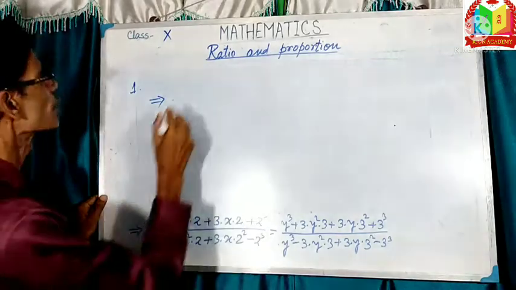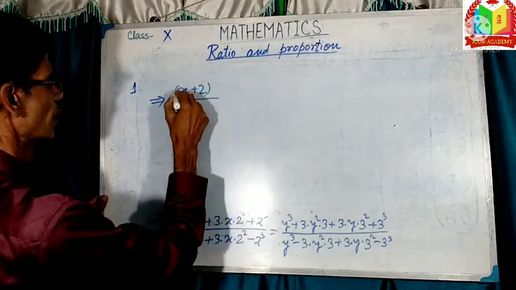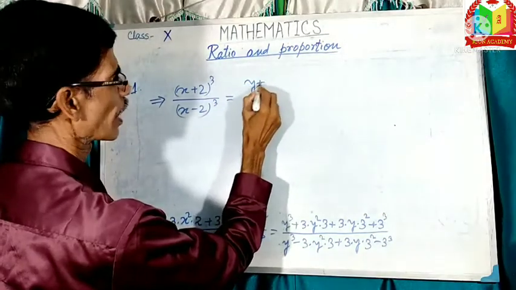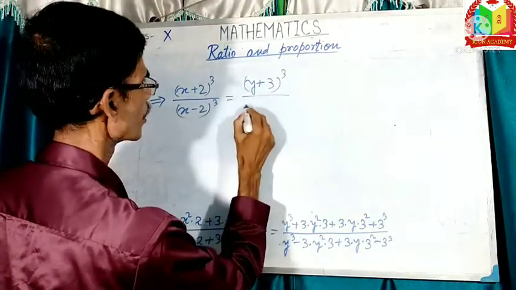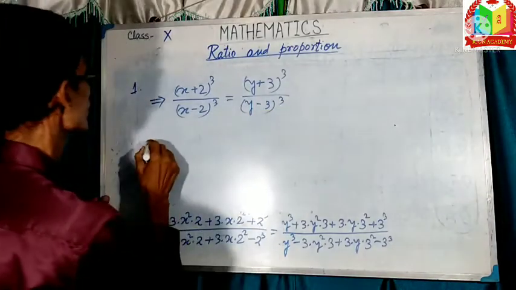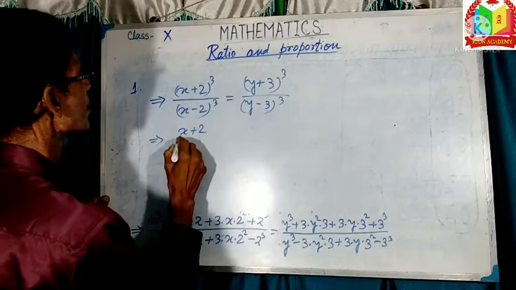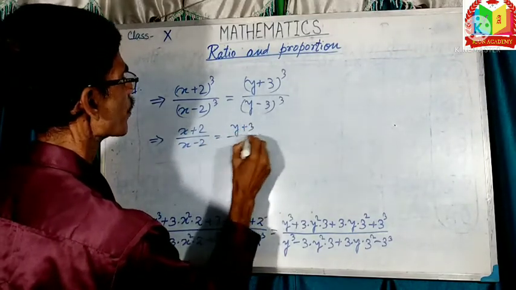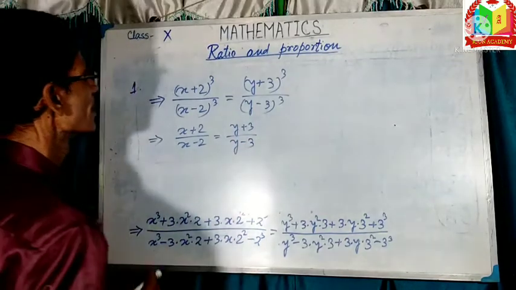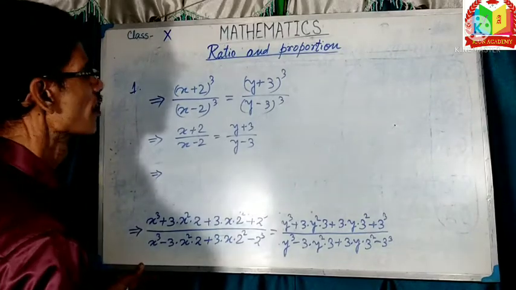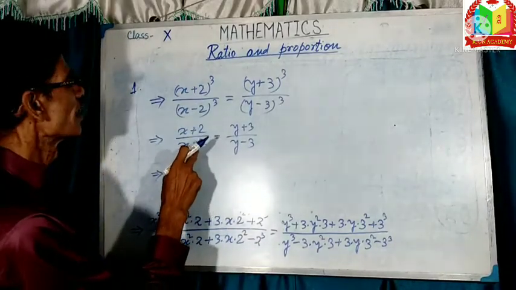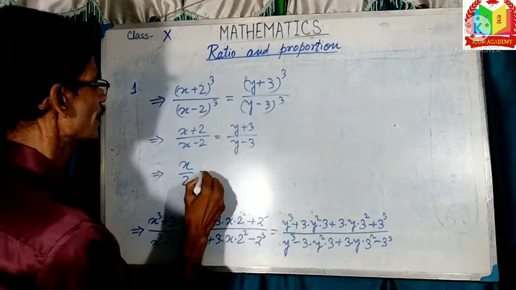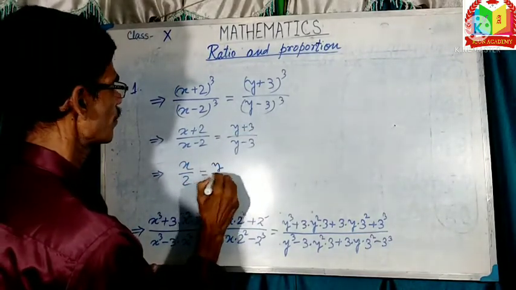Here (x plus 2) whole cube by (x minus 2) whole cube equal to (y plus 3) whole cube by (y minus 3) whole cube. So (x plus 2) by (x minus 2) equal to (y plus 3) by (y minus 3). We can write x plus 2 by x minus 2, x by 2, equal to y plus 3 by y minus 3, y by 3.